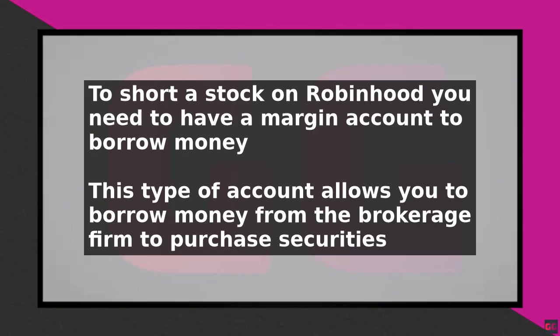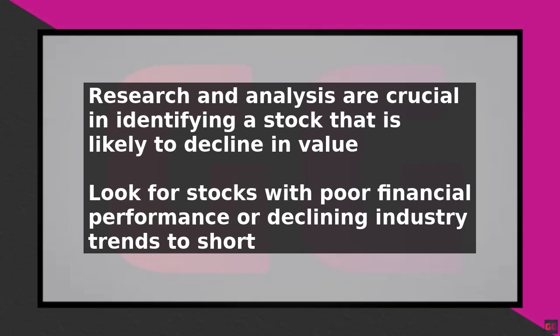After selecting a stock, you need to check if it is available to short on Robinhood. Not all stocks can be shorted, and some may have restrictions or high fees. You can check the availability of a stock for shorting by searching for the stock on Robinhood and looking for the shorting option. If the stock is available for shorting, you can proceed to place a sell order.